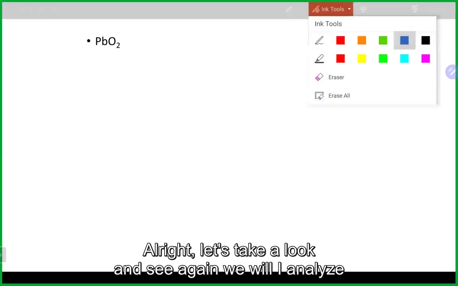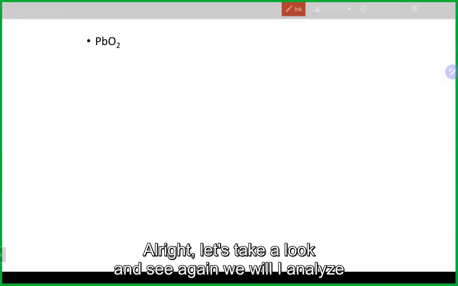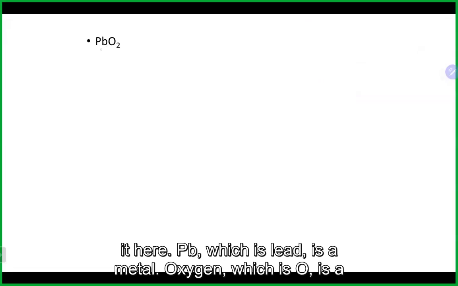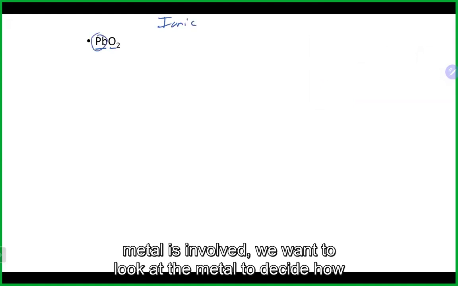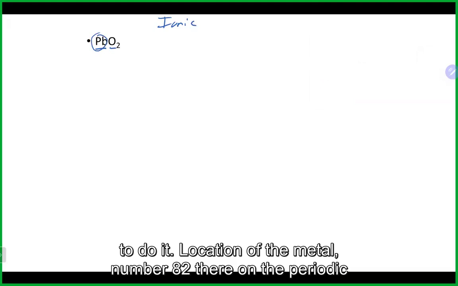All right, let's take a look and see. Again, we will analyze it here. PB, which is lead, is a metal. Oxygen, which is O, is a nonmetal. So again, we know it's ionic. Once again, when a metal is involved, we want to look at the metal to decide how to do it.